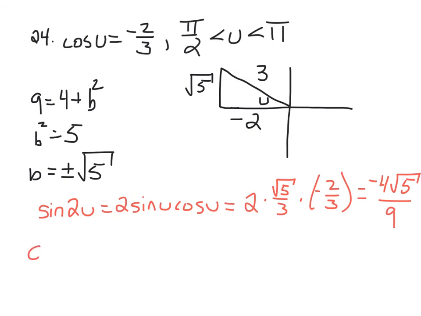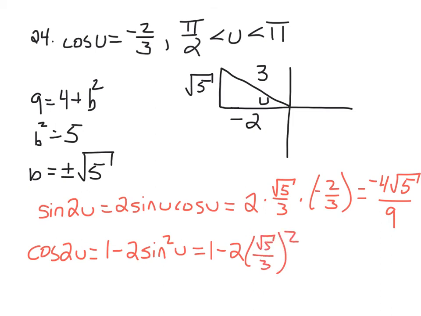Okay, so then cosine of 2u, going through the same process. Cosine of 2u is 1 minus 2 sine squared u. So that is 1 minus 2, and sine again is radical 5 over 3, squared this time.